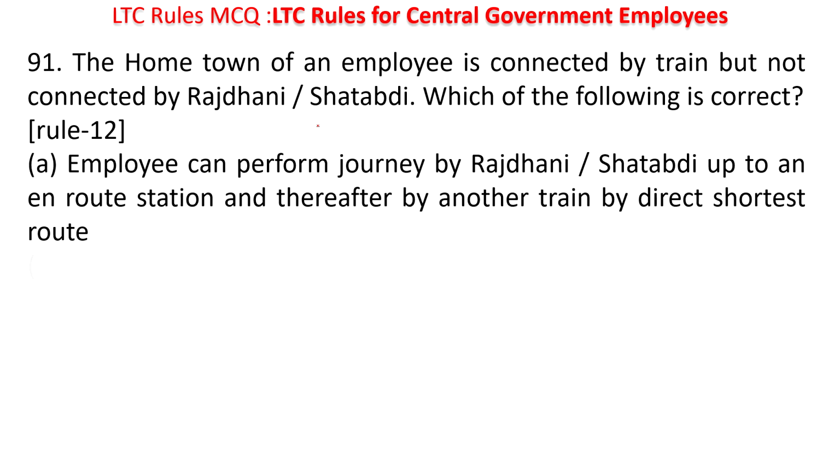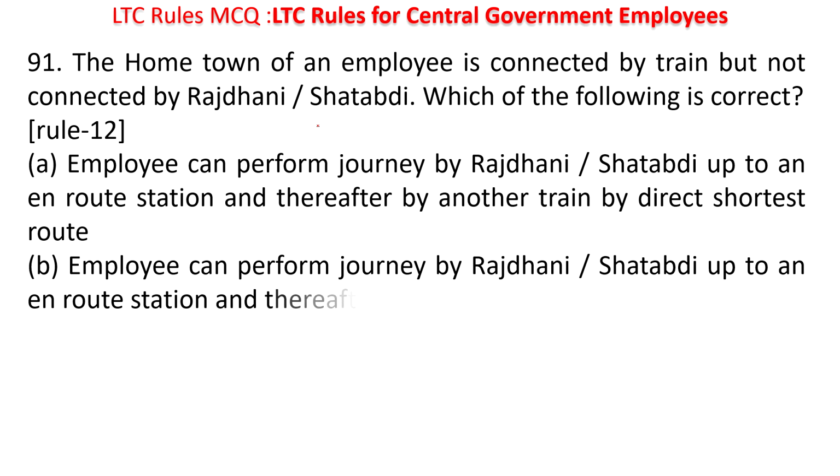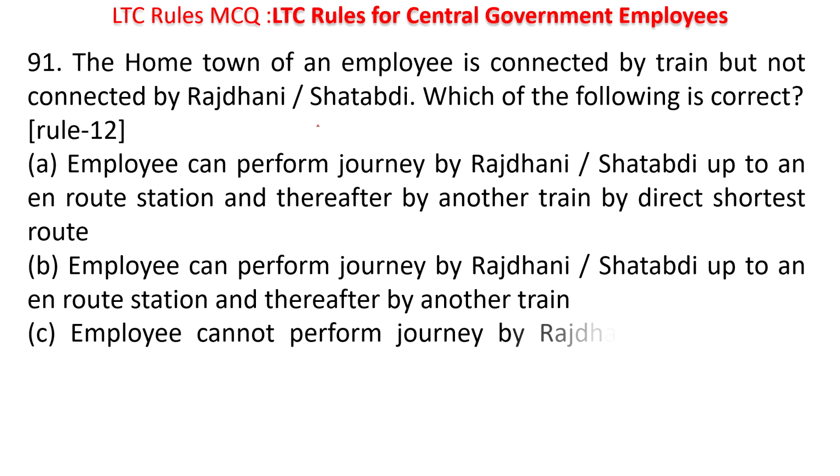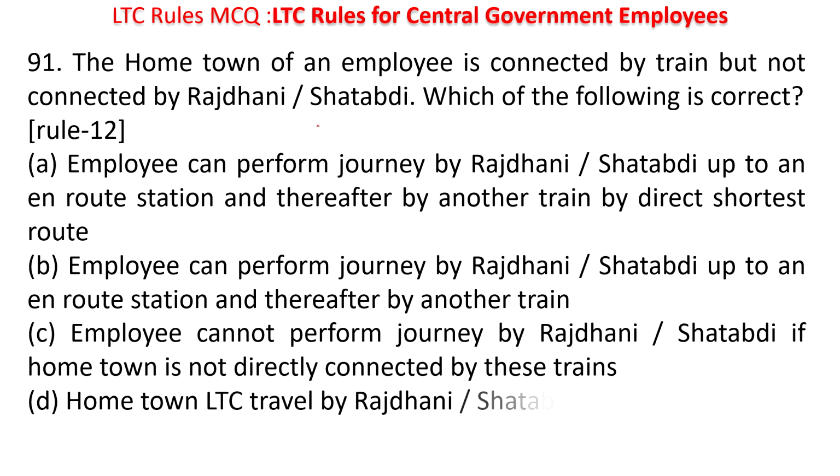Rule 12. Employee can perform journey by Rajdhani or Shatabdi up to an en route station and thereafter by another train by direct shortest route. Employee can perform journey by Rajdhani or Shatabdi up to an en route station and thereafter by another train. Employee cannot perform journey by Rajdhani or Shatabdi if hometown is not directly connected by these trains. Hometown LTC by Rajdhani and Shatabdi is not admissible. Time starts now. Please post your answer in the comment section.